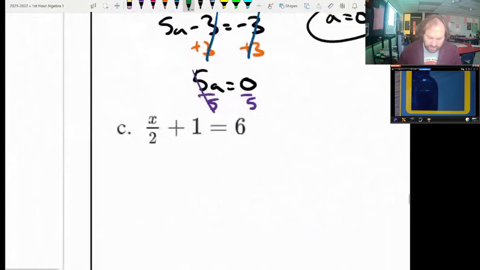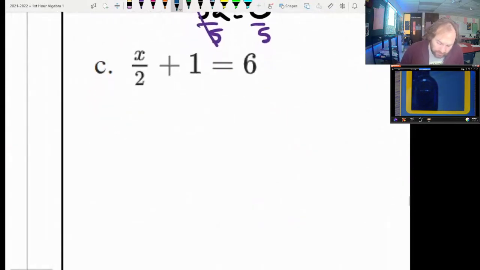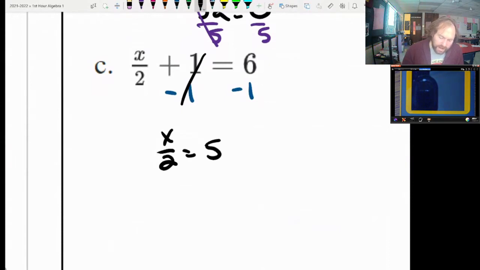So, Question C has a fraction in it. Oh no, actually really easy. Start by subtracting 1 from both sides. These cancel out. You get x over 2 equals 5. And now you want to multiply by 2 to cancel out the fraction. I mean, that's x divided by 2, so you want to multiply. These cancel out. You get x equals 10. You're good to go.